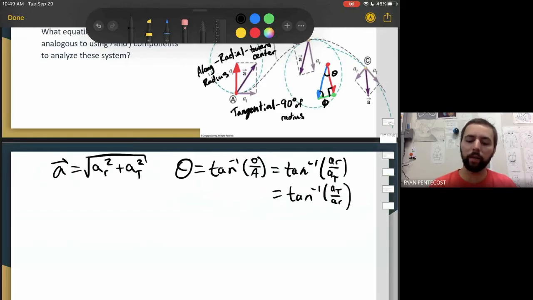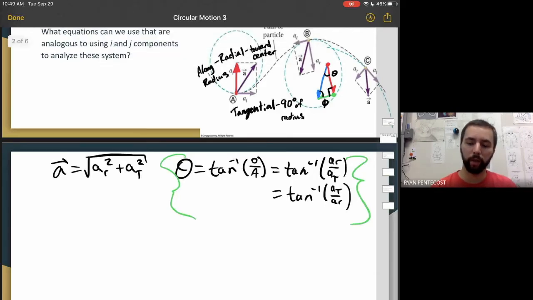But that is a technique that is definitely useful when we are using radial and tangential. So those are two equations that we can put together, centripetal and tangential. Remember, centripetal and radial go together. So the two equations we've got, the Pythagorean theorem and tangent, relate both of those together.